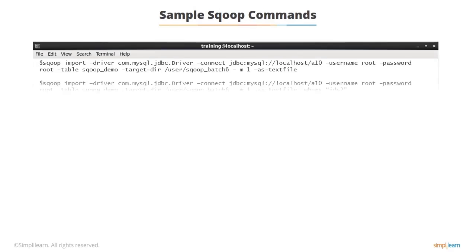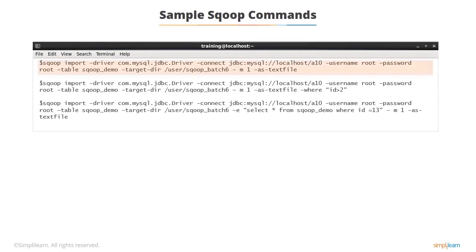Common Sqoop commands are listed on the screen. The first command on the screen is to import the data from the MySQL table Sqoop_demo to an HDFS directory. Note -m 1, which ensures that there is only one mapper output. In the second command, note that ID is greater than 2, which places a condition on the data to be imported.